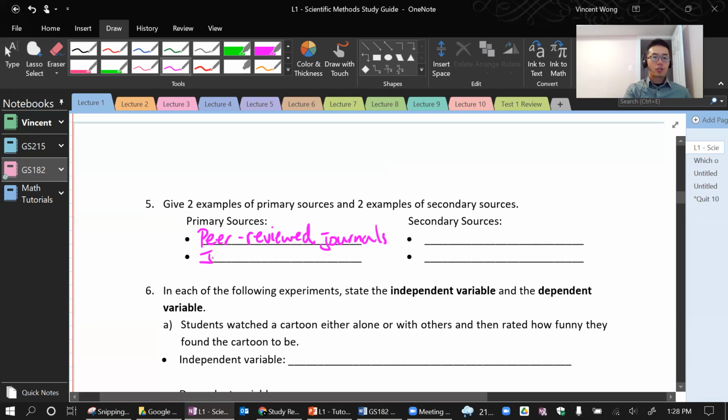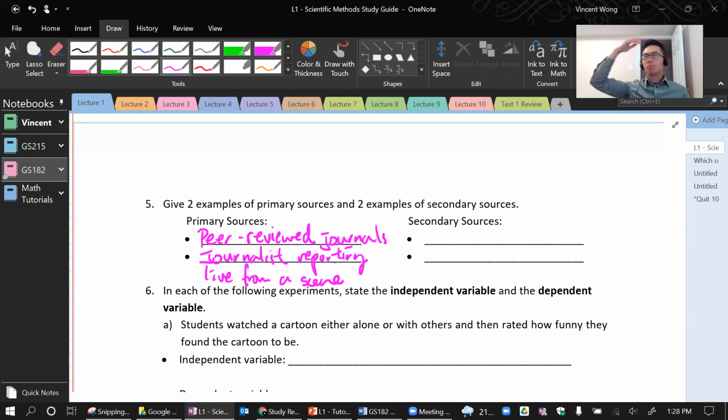Another example is a journalist reporting live from a scene. Okay, so you remember there was a tornado in Barrie, right, a couple of weeks ago, maybe last month, right? And you see journalists reporting live from the scene. That is a primary source. Okay, they are there. They are doing it directly from where it is happening.